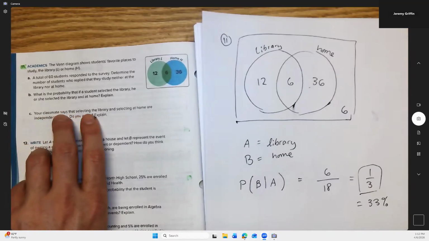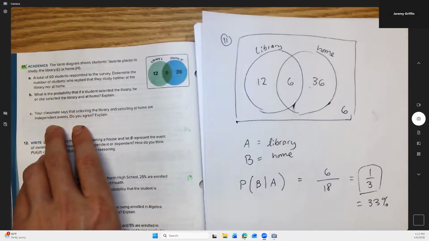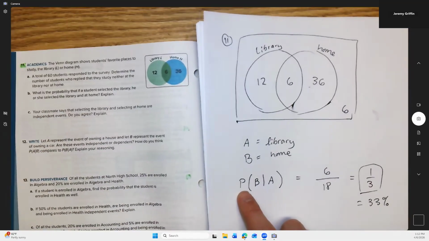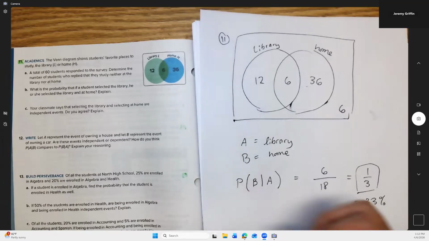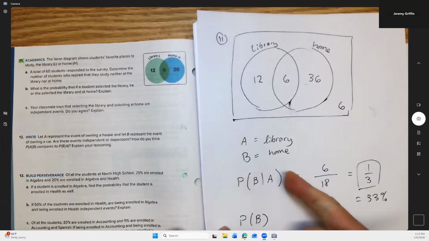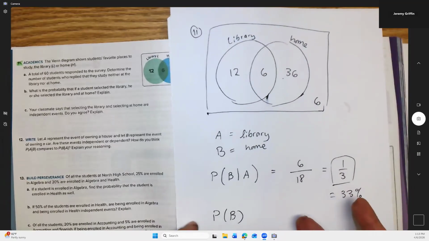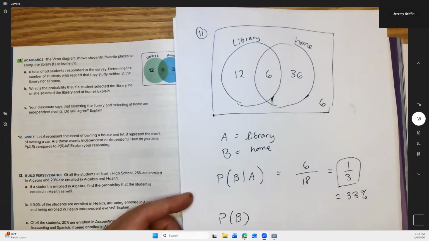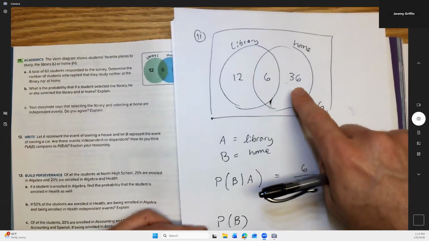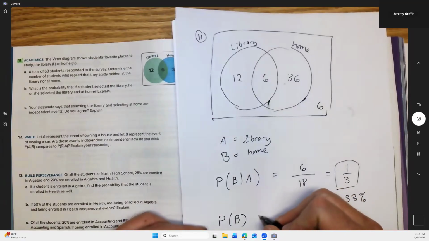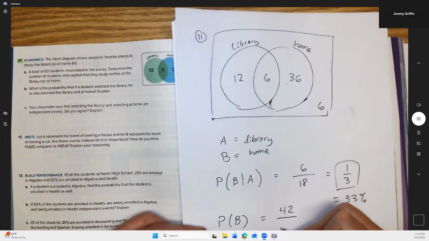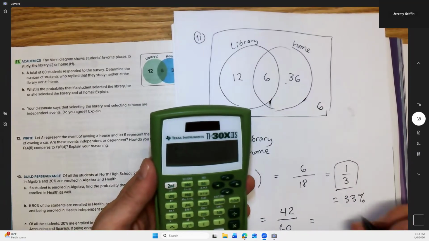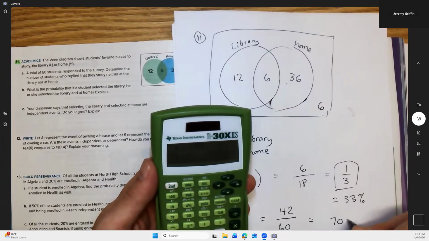Your classmate says that selecting the library and selecting home are independent events. Do you agree? Well, if they were independent, then B given A would be the same thing as the probability of B. So what is the probability of B, which is studying at home? Because if this is also 33%, then maybe the student's right. And if it's nowhere near 33%, we know they're definitely wrong. Is there some kind of correlation? Studying at home looks like 42 students out of 60 altogether. So what is 42 out of 60? That reduces to 70%.